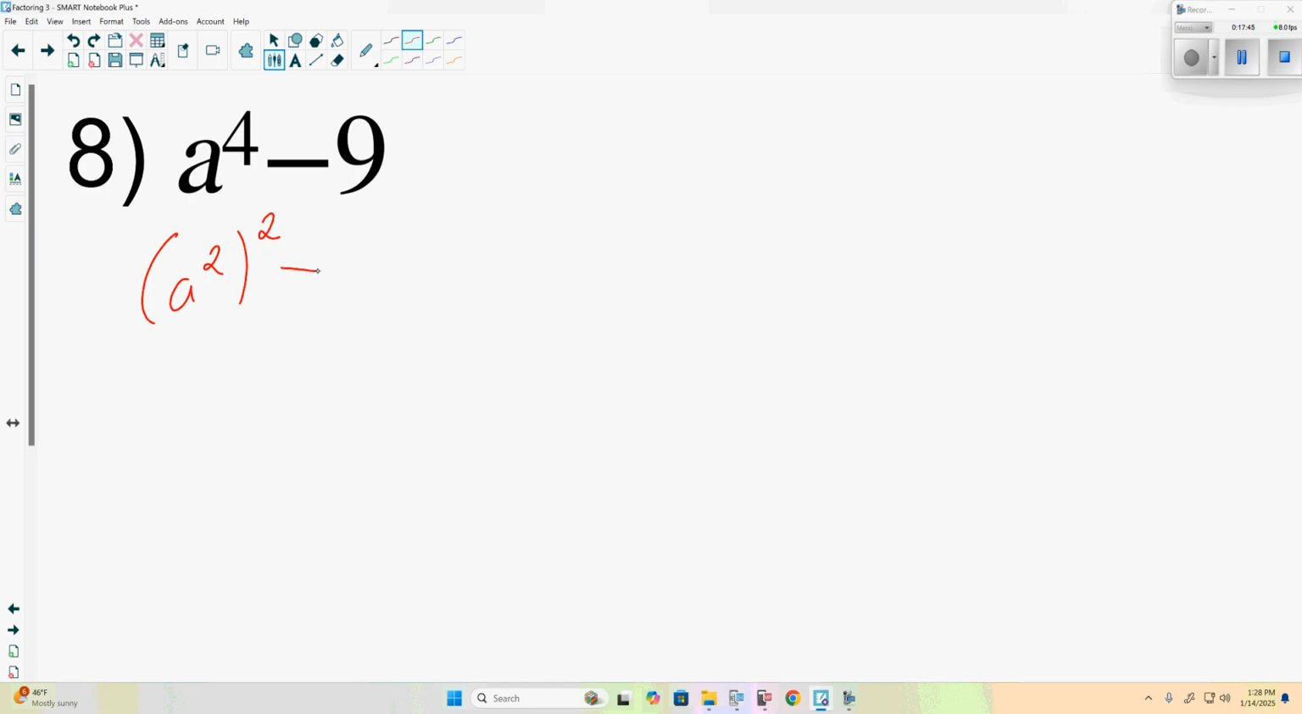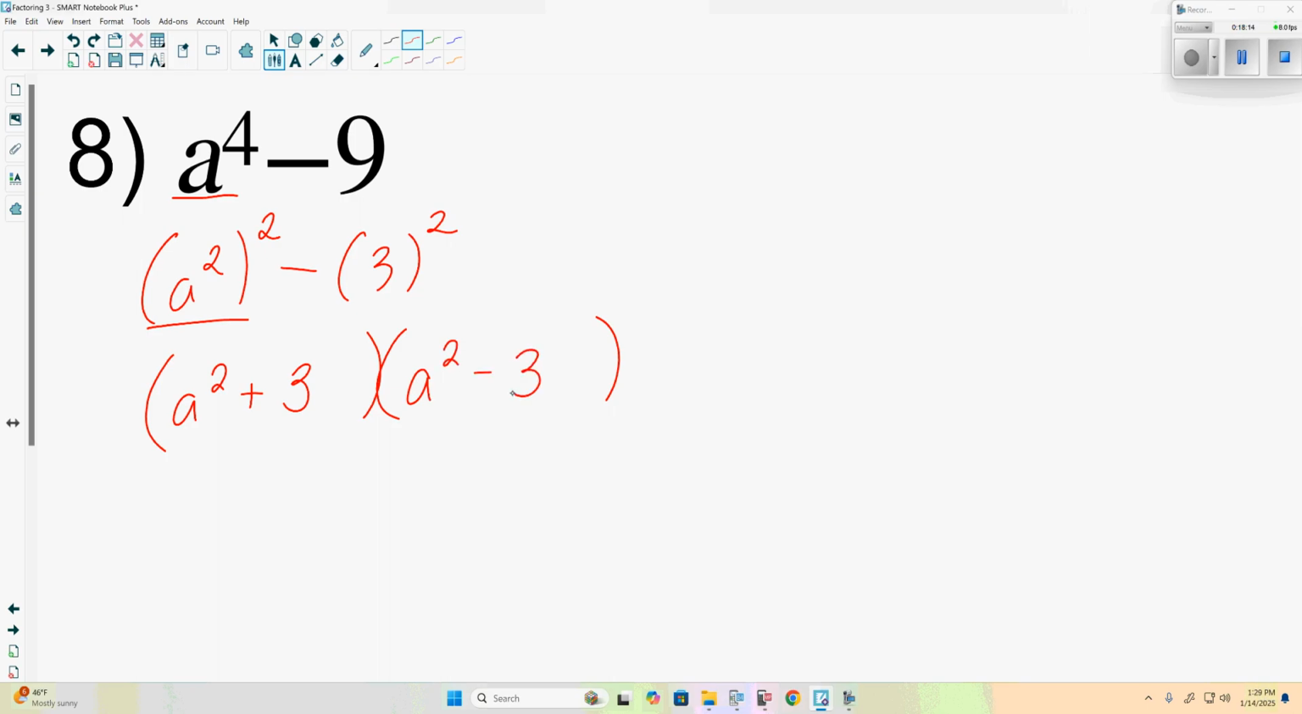What times itself is 9? 3. So this time, instead of it just being a squared, we have a squared squared, because instead of having a squared, we have a to the 4th. And our a squared squared is indeed a to the 4th. So this would factor to what? a squared plus 3 and a squared minus 3.